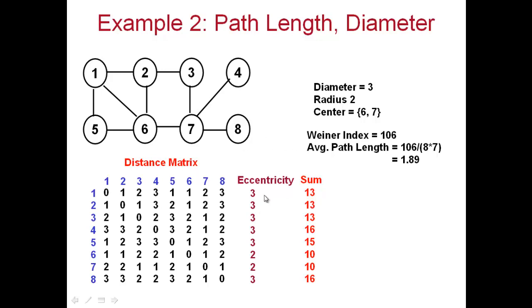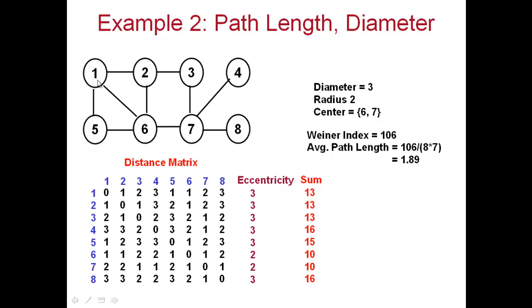The radius represents the minimum of the eccentricity values, and the vertices whose eccentricity is equal to the radius are said to be part of what is called the center of a graph. So here 6 and 7 are the two vertices whose eccentricity is equal to the radius. So we say 6 and 7 form the center of the graph. It's like the core or the backbone of the graph.